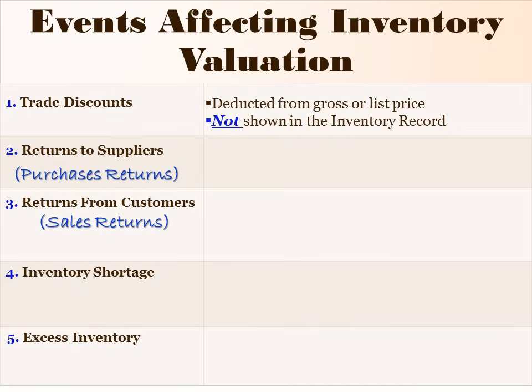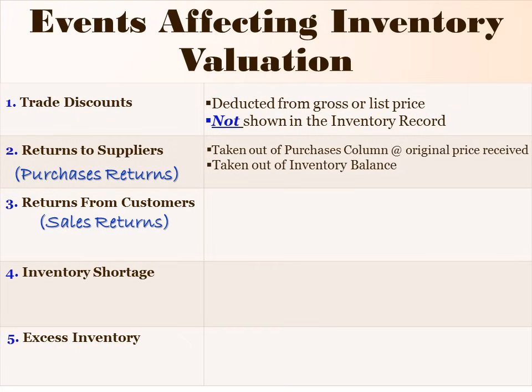It therefore means that should we send back some of these units to the suppliers, we would need to take them out of the purchases column. Not only are we going to take them out, we need to know at what price. The only price we can take them out at is the original price at which they were received.